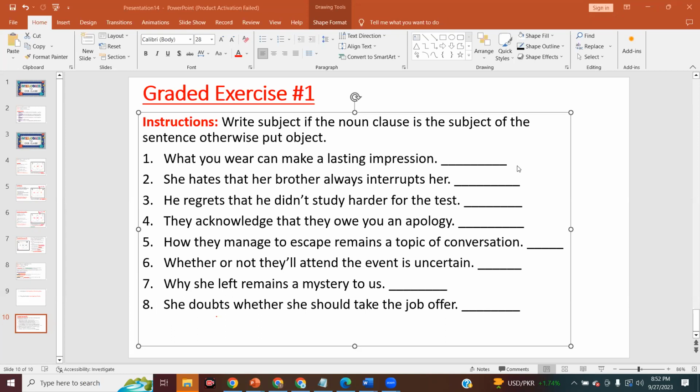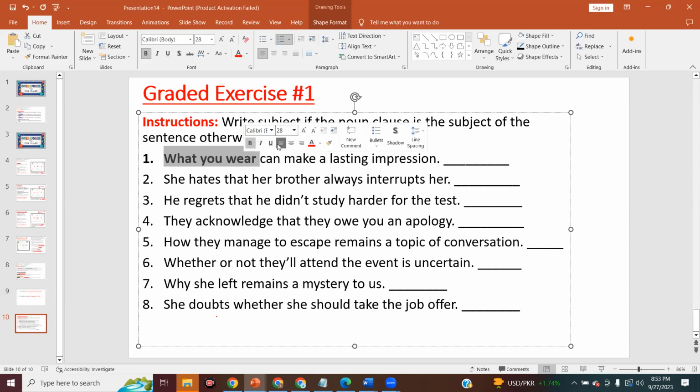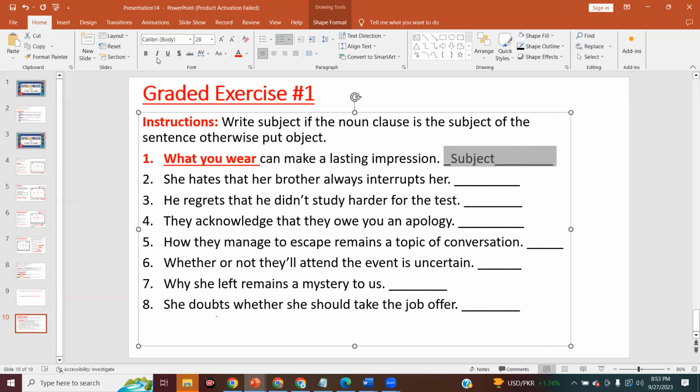What y'all have for number 1? No one wants to answer. Everyone's so quiet. I have subject. Your subject. Very good. What you wear is the noun clause. And the answer here is subject. How many persons got that? Me, Mr. Petit. Very good.